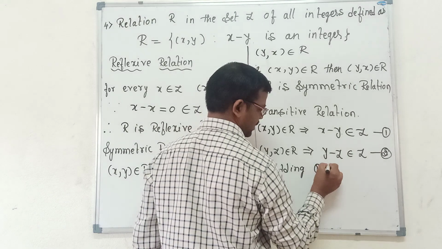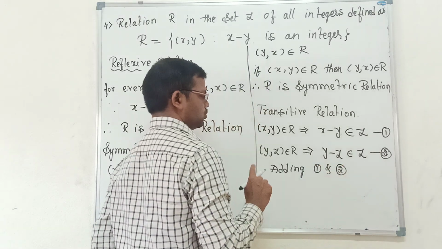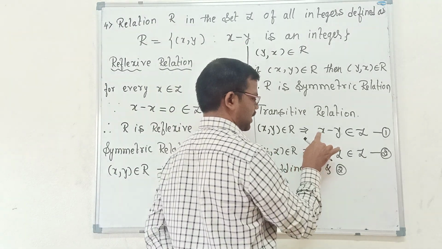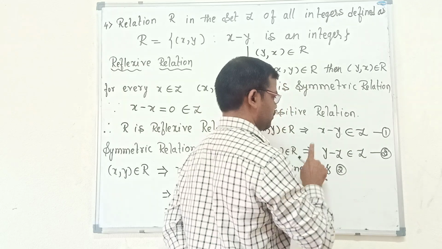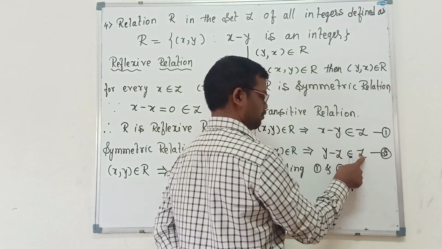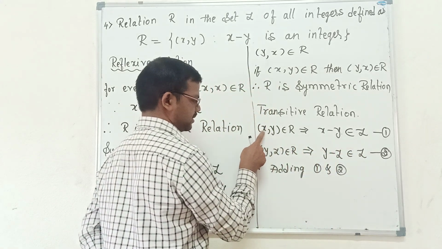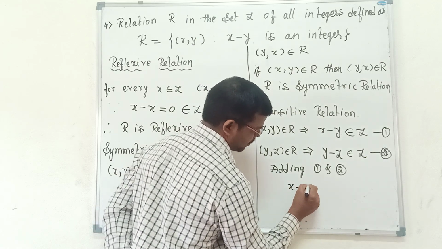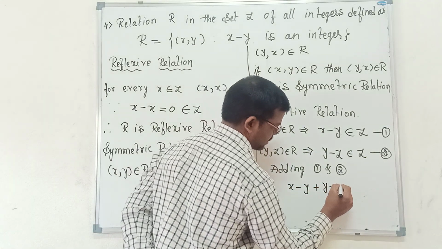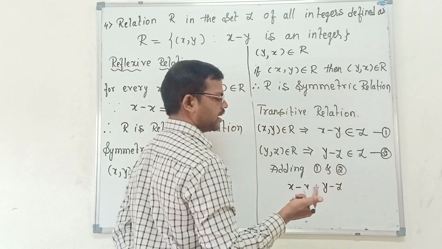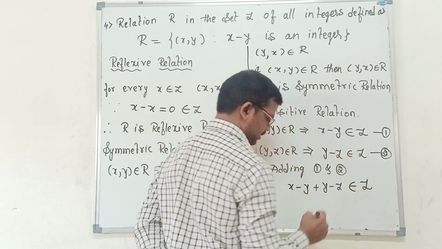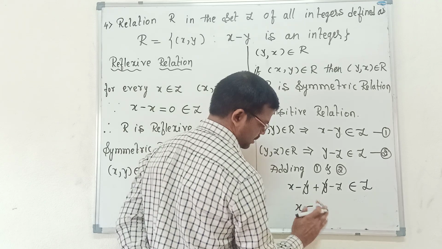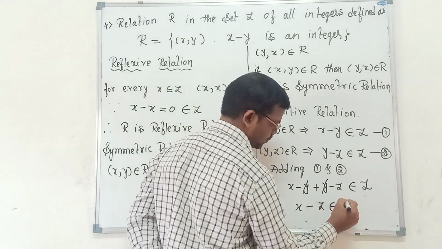Adding 1 and 2. Why do we have to add 1 and 2? We need the third pair, that is (x, z). For that we have to show that x minus z belongs to the integers. If we show that x minus z belongs to an integers, then we will get (x, z) as a pair in R. Adding 1 and 2, what we get? x minus y plus y minus z. The sum of two integers is again an integer, so it belongs to Z. Here y gets cancelled. Then what we get? x minus z, which belongs to Z.